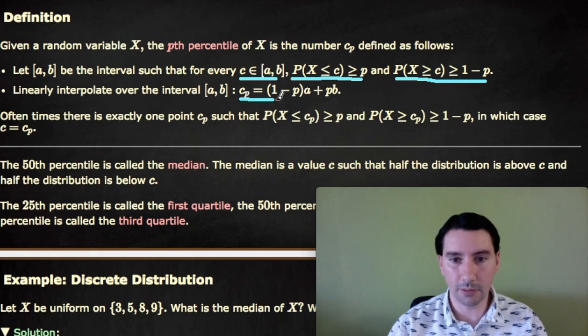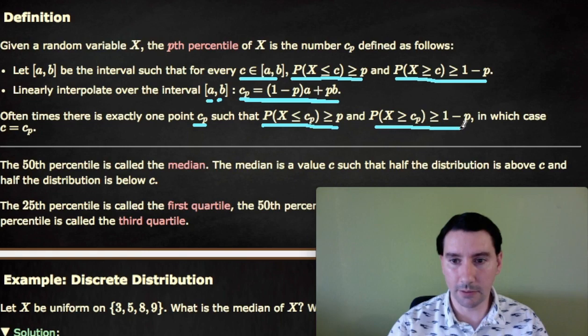So Cp equals 1 minus P times A plus P times B, where A and B are the endpoints of the interval. If there's only one point, so we don't really have an interval, then Cp is just the one point, such that the probability x is less than or equal to Cp is bigger than or equal to P, and the probability x is bigger than or equal to Cp is bigger than or equal to 1 minus P.